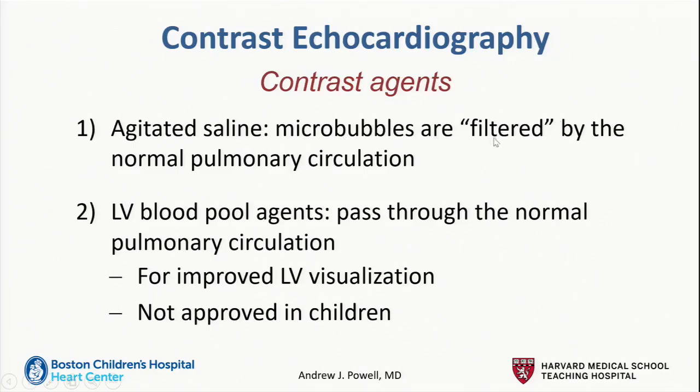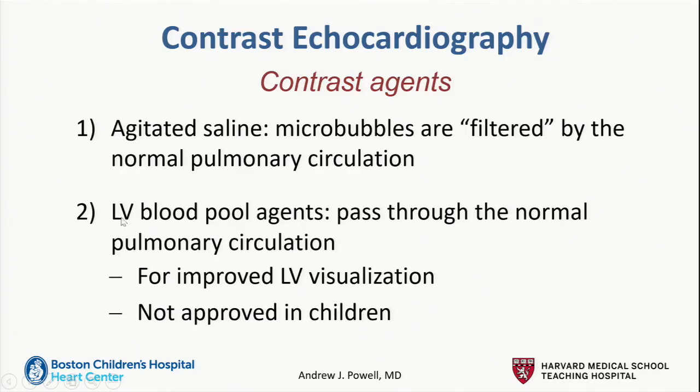These bubbles are filtered by the normal pulmonary circulation as it goes through the capillaries. So it can make it through the big arteries, but when it gets to the small vessels, like the equivalent of going from highway to small streets, the bubbles are filtered out again, typically in the lung.